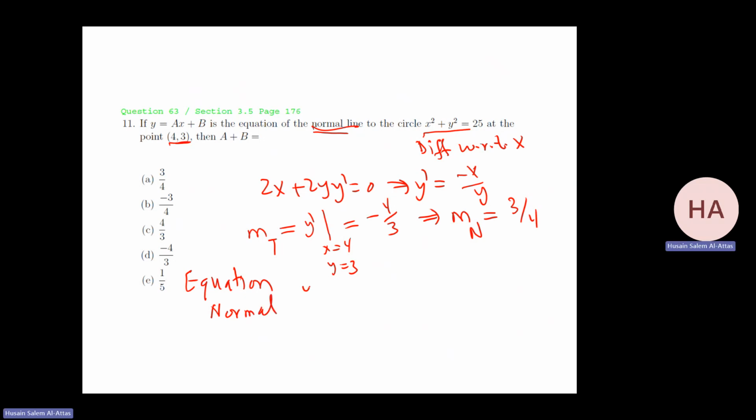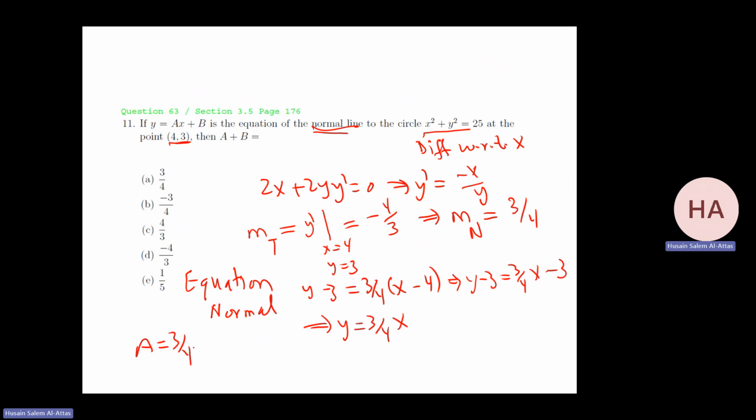I have the point. I have y minus 3 equals the slope times x minus 4. I need to rewrite it. So I'm getting y minus 3 equals 3 over 4 x minus 3. In other words, I have y equals 3 over 4 x plus 0. So a would be 3 over 4 and capital B would be 0. So what is a plus b? 3 over 4 plus 0, which is 3 over 4. That will be my answer.